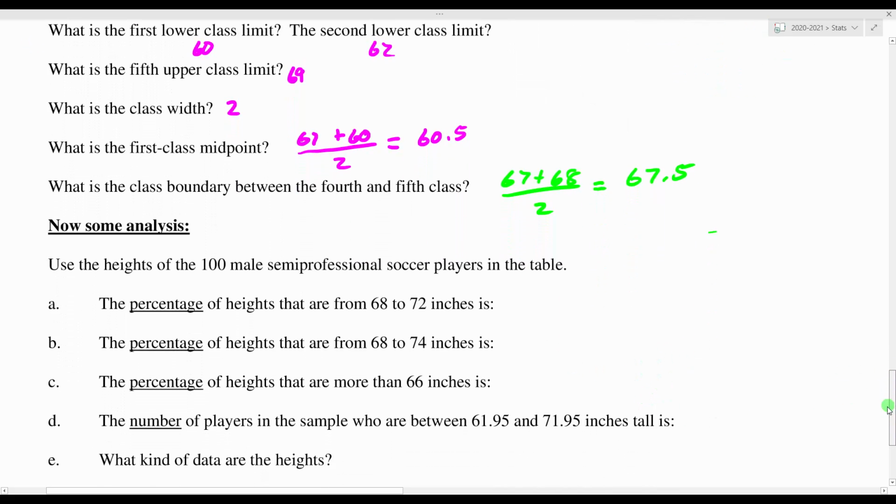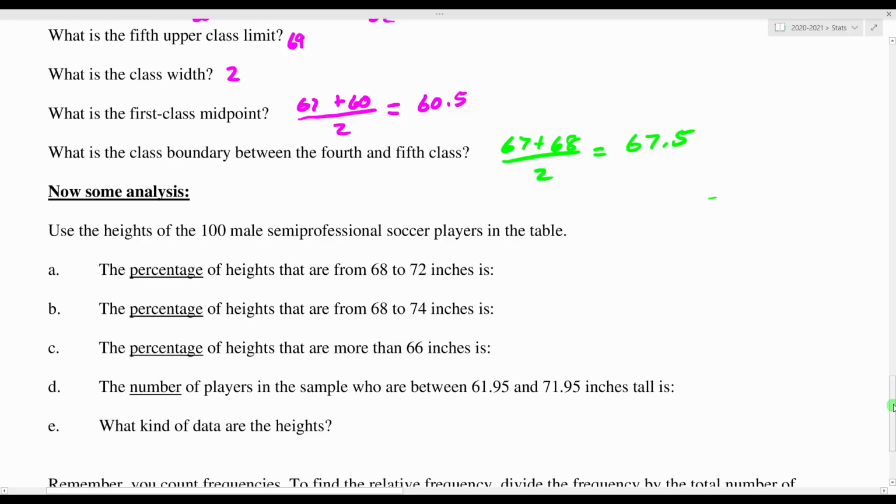Let's do a little bit of analysis. What kind of questions does this kind of display help us answer? You'll notice I underlined some words here, percentage and number. When I see the word percentage, I'm thinking relative. The relative part of the table is very handy for answering questions about what percentage of your data falls within certain limits or intervals. When we see the word number, I think frequency. The frequency part of the table is handy for questions that ask about what number of players had a height between some number and some other number.